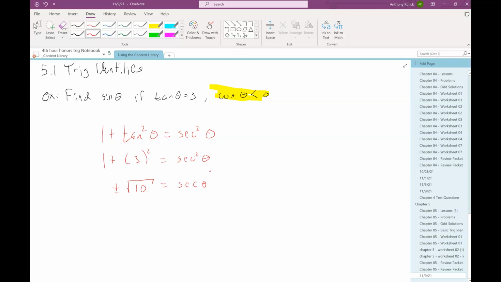Everybody happy with what we did there? Now I know secant, if I go back and look at my identities, is the reciprocal of cosine. And since cosine is negative, I know I can drop the plus from my plus or minus. Right? That was one of the given conditions in our problem, that cosine was negative. Cool so far?